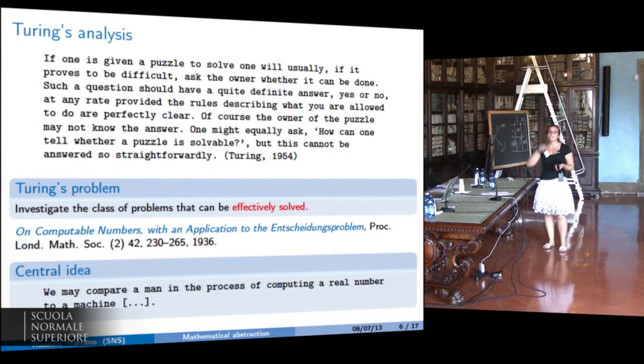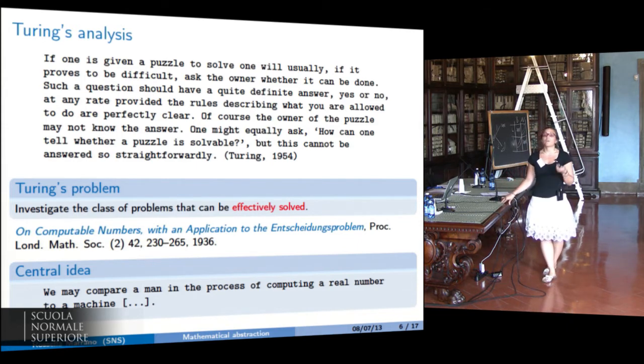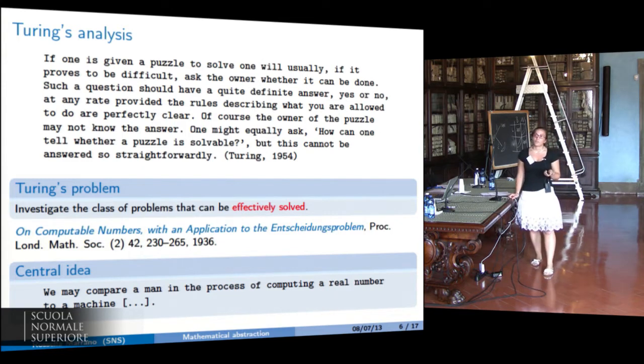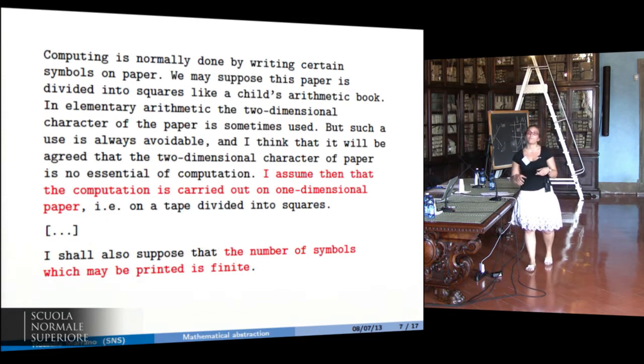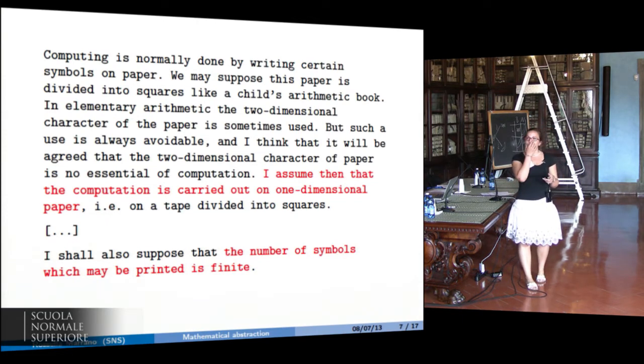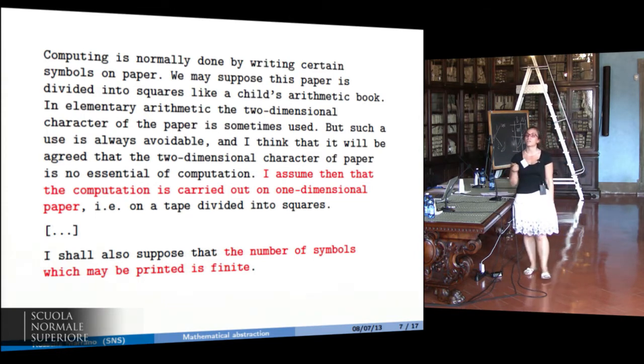And the central idea in order to carry out a general treatment of the notion of algorithm, and so of a problem that can be solved in an effective way, is the following. We may compare a man in the process of computing a real number to a machine. This is the very central idea, and we are going to see how it is developed by reading some extracts of the text, which I consider very beautiful and clear. That's why I think it is worth reading.